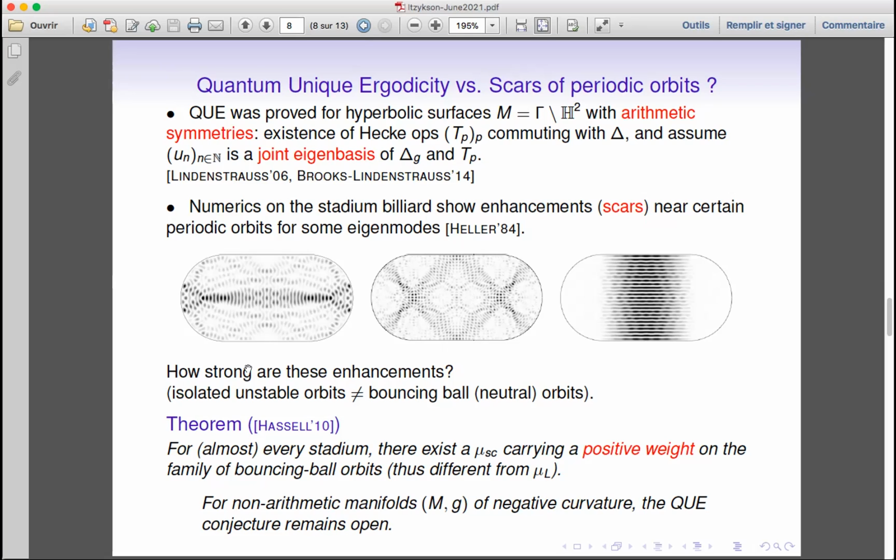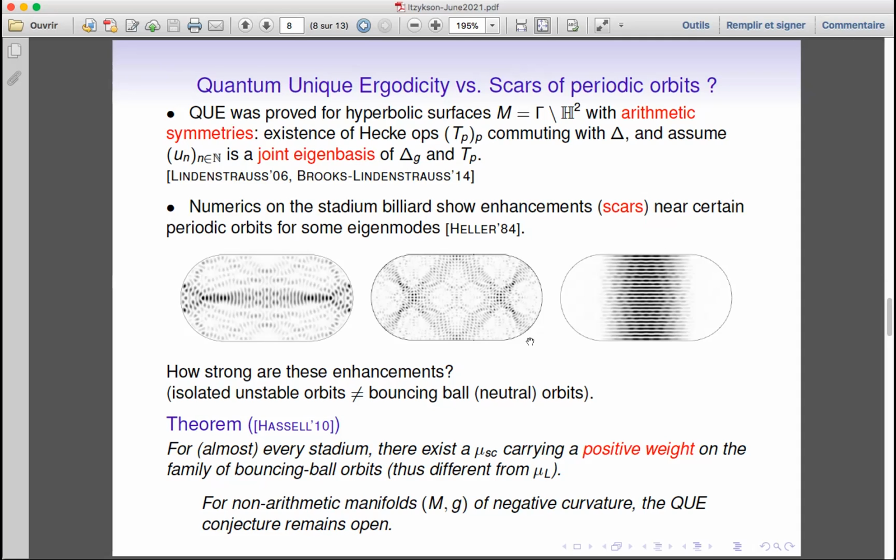And so the question was, are these enhancements strong enough to be detected in probability in some sense, to be detected in the limit measures, or are these enhancements weaker? Somehow, there is still no consensus. I think most people would think that these are too weak to be detected in these semiclassical measures. But again, a semiclassical measure is defined in the limit of high frequency, when frequency goes to infinity, whereas these numerics are done at a fixed frequency. You cannot go to infinity. But still, you can go pretty high.